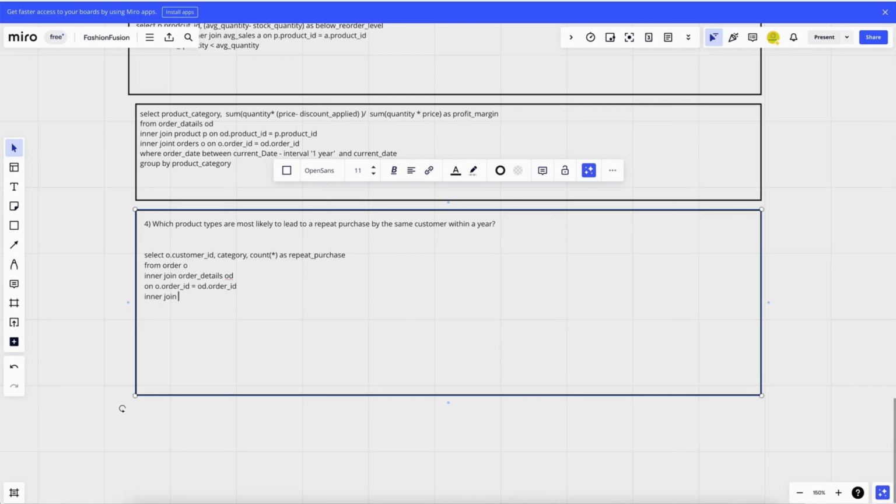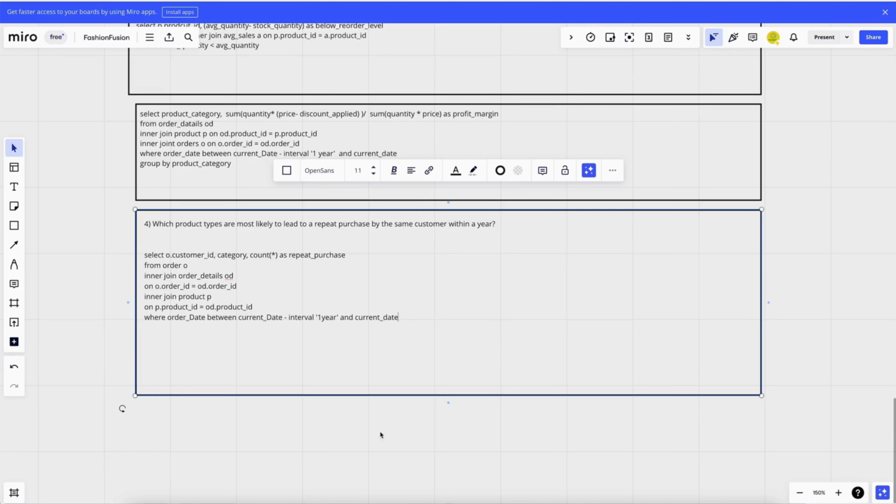And do one more inner join on the product table on product ID from product and order details product ID to get the product category. And the condition we need to check is order date between current date and 1 year.